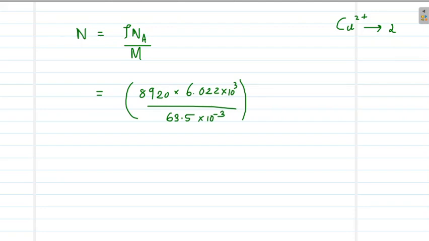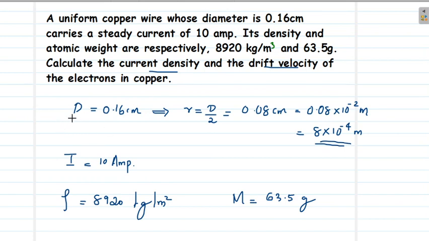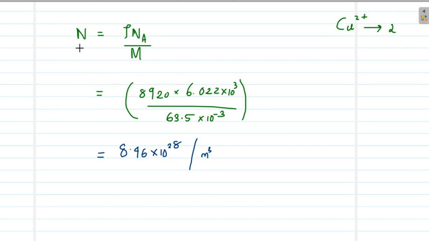So as of now we have got the charge density, which is n, and we can solve this and find the value of n to be equal to 8.46 into 10 raised to 28 number of charges per meter cube. So this is the total number of charges available per unit density. So we have all the terms that are required here. We have the radius r, from which we can calculate the cross section area. We have the current I. Then we also have the charge density n.